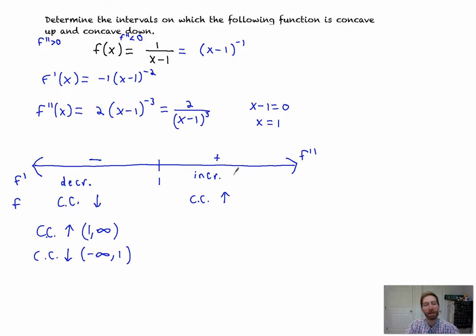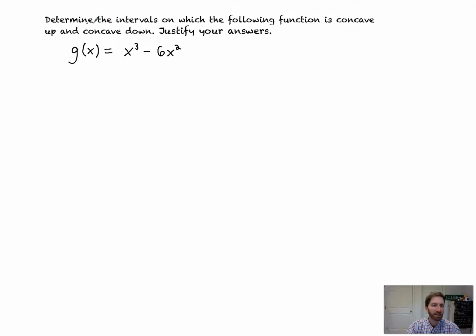I'm going to do one more example with you, and I'm not going to do anything with f prime and relating it. I'm just going to go straight up with f double prime. Okay, let's do it. It says determine the intervals on which the following function is concave up and concave down. Justify your answers. Again, we need two derivatives here because we're looking to see when g double prime is greater than 0 and where g double prime is less than 0.